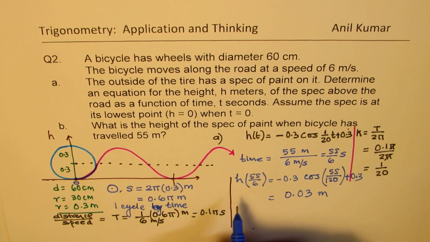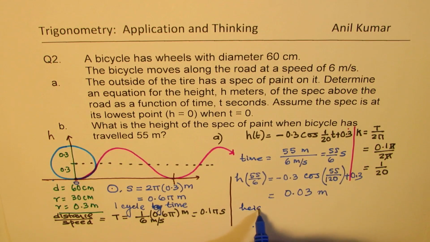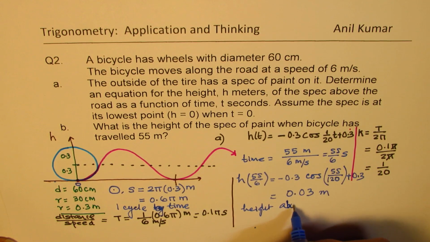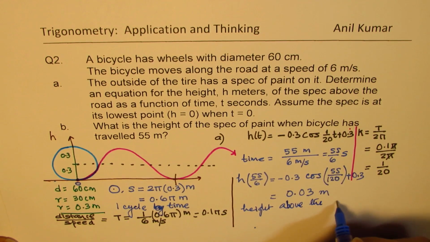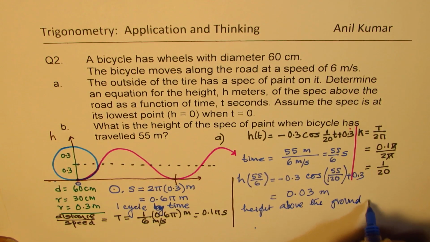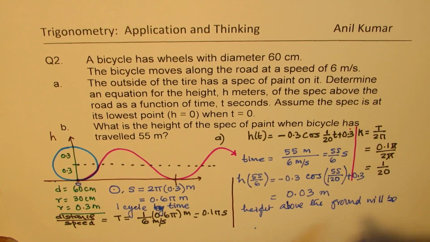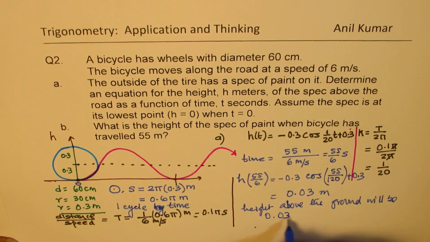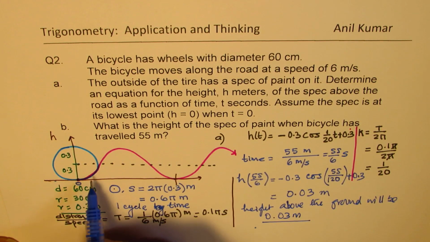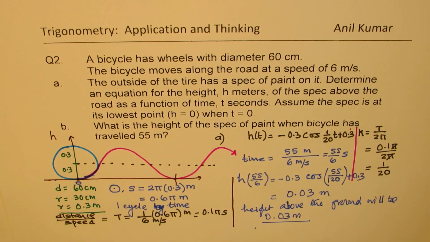Correct? So our answer here is that the height above the ground will be 0.03 meters, right? So very close to the ground, correct? So that is how you're going to solve this question. I hope you understand and appreciate it. So let's go through it once again.